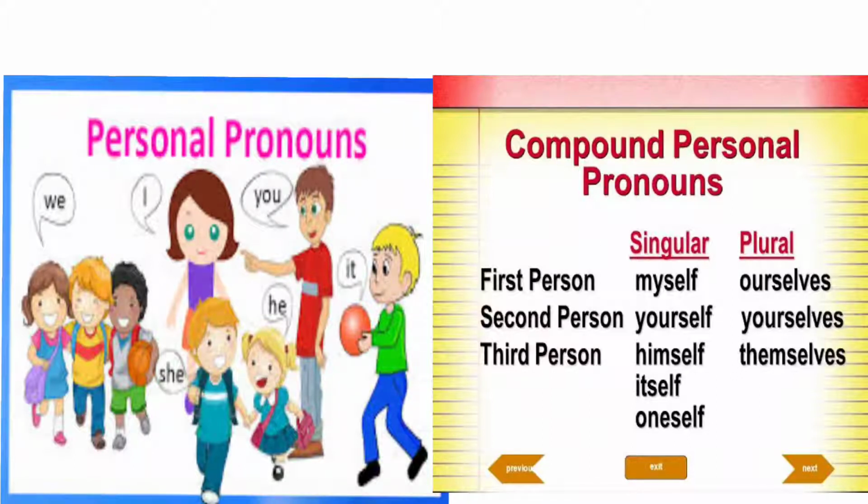Then we have compound personal pronouns. See students, compound personal pronouns are formed by adding self to the singular, like my plus self, myself; your plus self, yourself; him plus self, himself; her plus self, herself; it plus self, itself. And selves to plural, like our plus selves, ourselves; your plus selves, yourselves; them plus selves, themselves. So we make compound personal pronouns by adding self to singular and selves to plural.